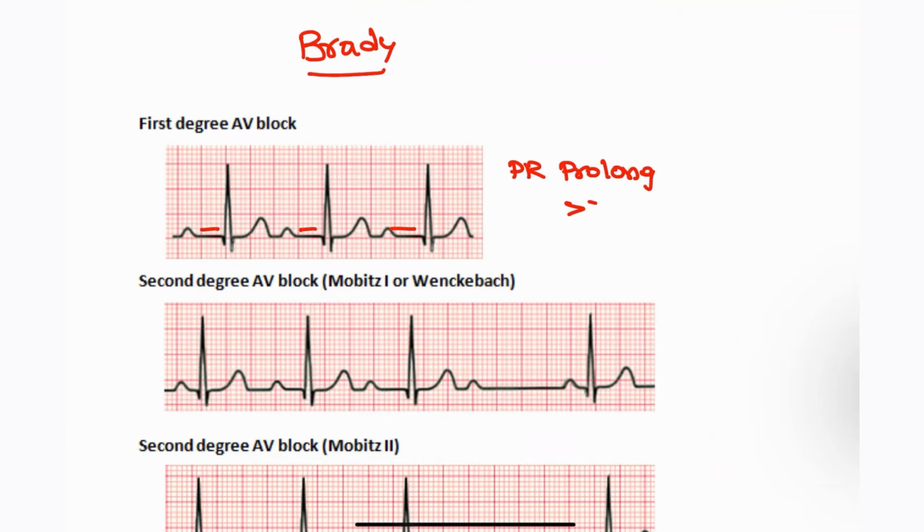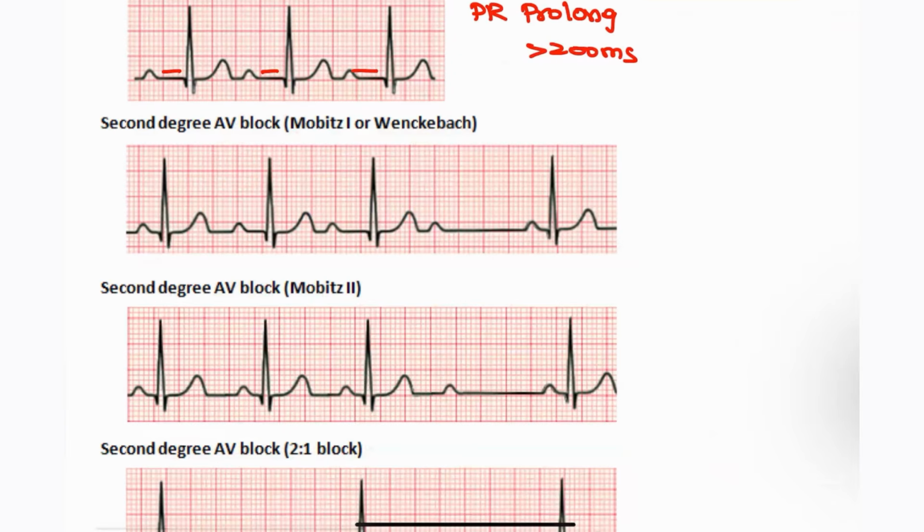Okay, more than 200 milliseconds. No treatment is needed for this patient. Next, second degree heart block, which is known as Mobitz type 1 or Wenckebach. So what happens here? PR prolongation is seen, and then a sudden drop of the QRS. QRS drop is also seen. Right? This is the second degree.